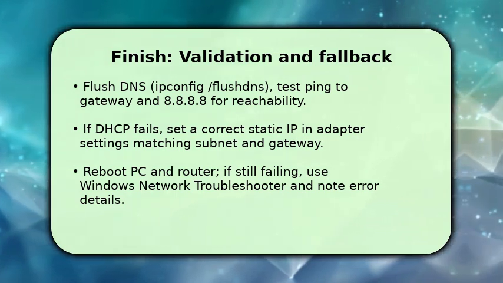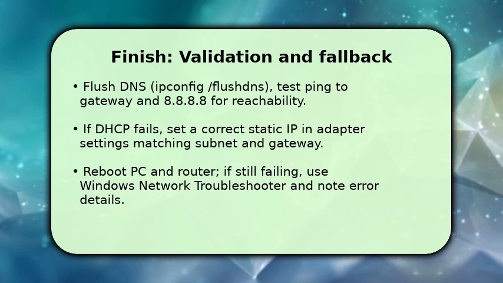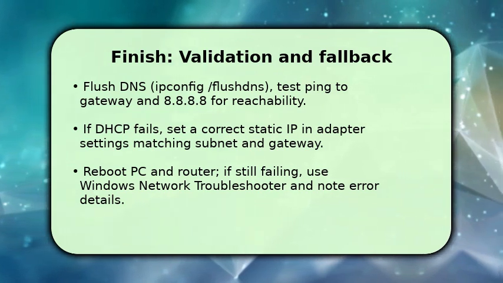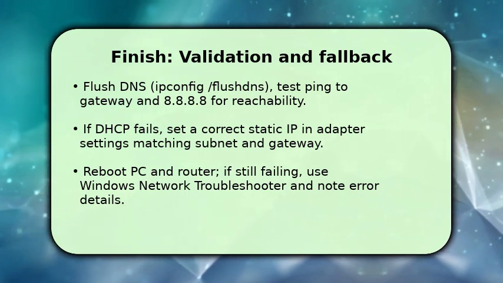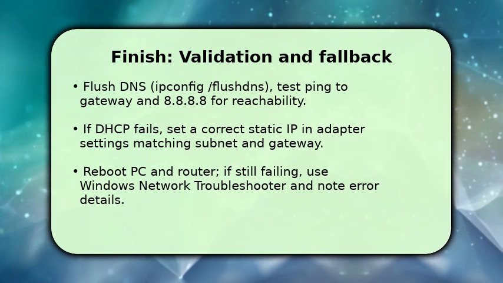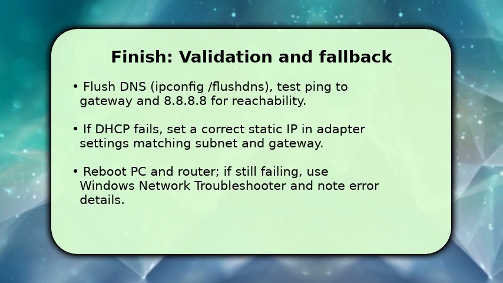If DHCP refuses to assign, manually set a static IPv4 that matches the router's subnet and correct gateway and DNS, only as a temporary measure. Reboot both PC and router to clear caches. If it still fails, run the Windows Network Troubleshooter and save its error details for the next diagnostic.